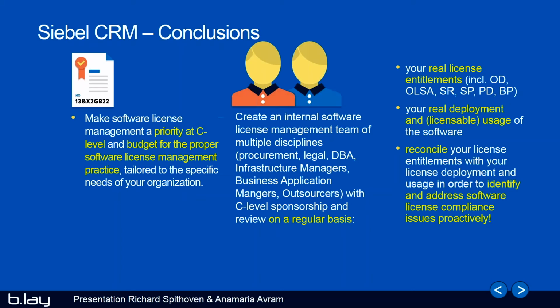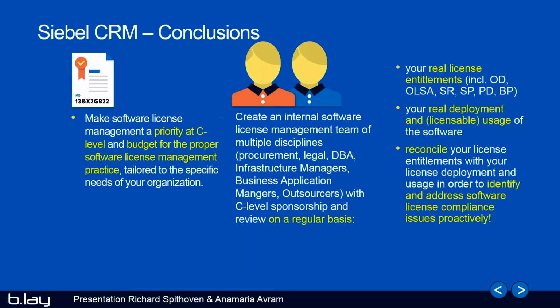And I would say people should make sure that internally a software license management team is set up, in which different people from different disciplines within the organization work together with C-level sponsorship, and make sure that on a regular basis the entitlements, the deployment, and the resulting compliance position are determined in order to address any software license compliance issues proactively. Don't wait until you're being hit during the course of an audit.